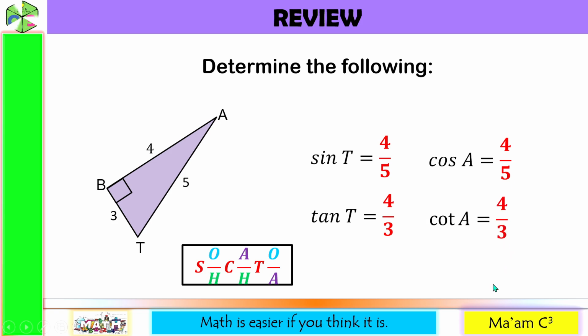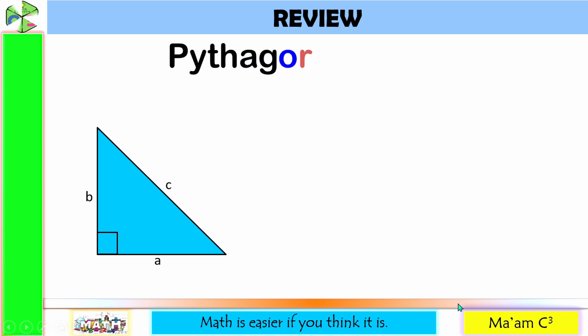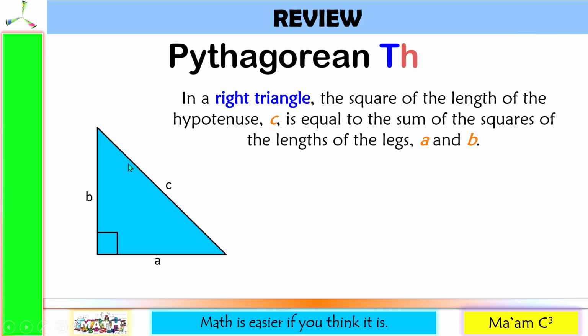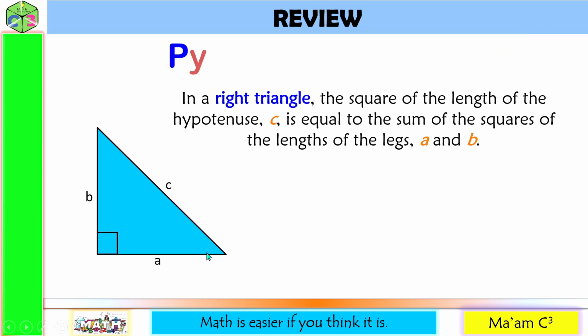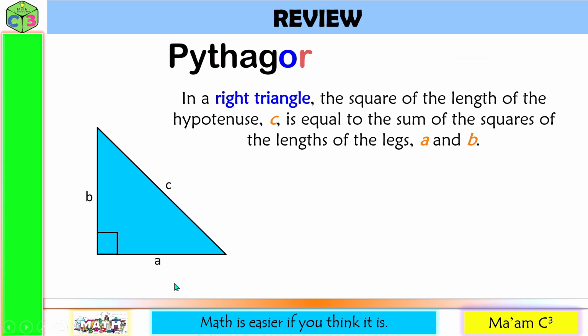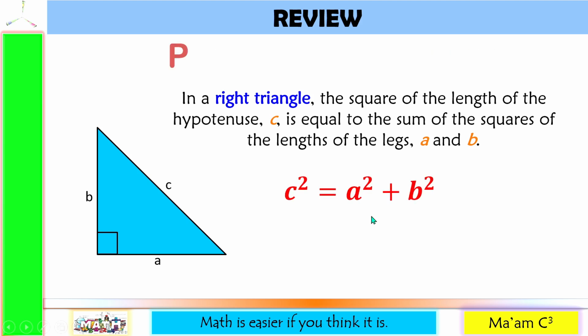Let us also recall the Pythagorean theorem. The Pythagorean theorem states that in a right triangle, the square of the length of the hypotenuse, this is side C in this figure, is equal to the sum of the squares of the lengths of the legs. We have here legs A and B. In mathematical sentence, this is c squared equals a squared plus b squared.